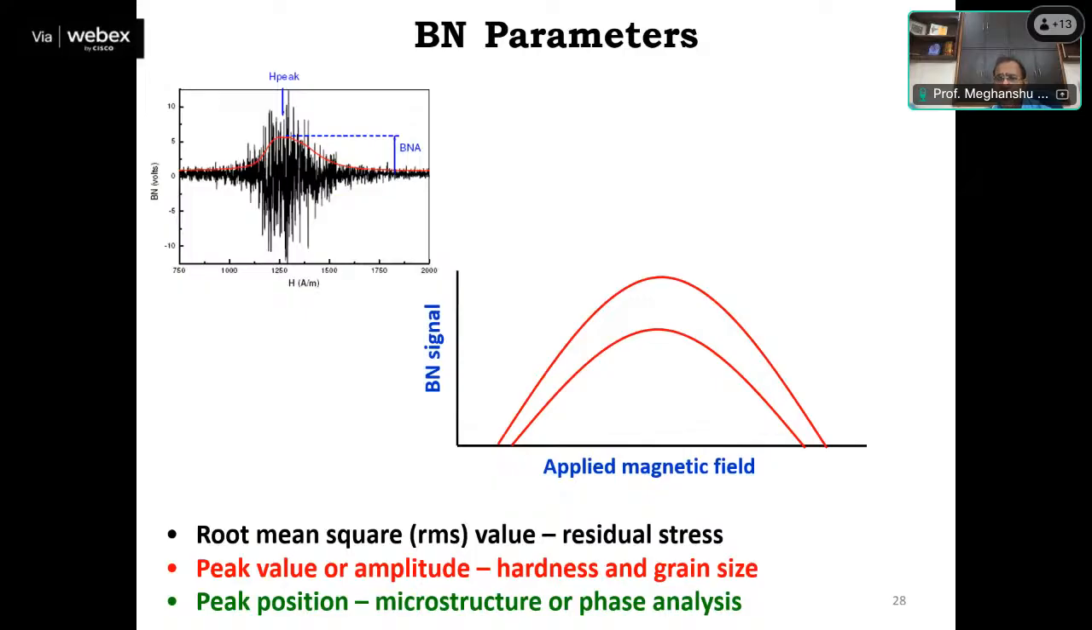grain boundaries are more. Grain boundaries act as a hurdle to the motion of magnetic domain walls. So if the material has fine grain size or large grain boundaries, more hurdles will occur in the domain wall motion and the amplitude of the Barkhausen noise signal will decrease like this. So by comparing the peak or amplitude, we can easily assess the microhardness or grain size of the component.